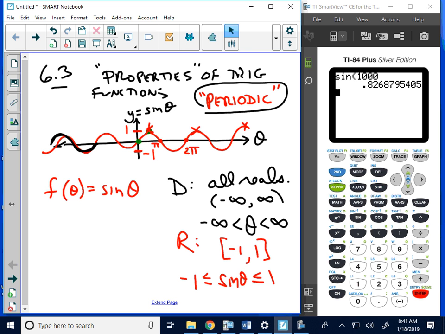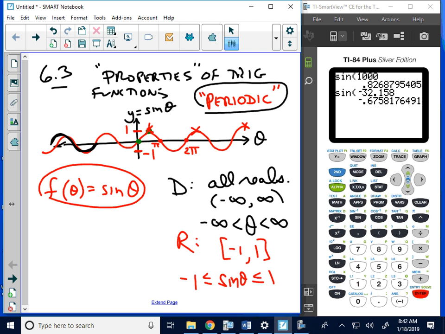Here I put in 1,000 radians on my calculator. Here's the sine of -332.158 radians. And sure enough, the sine is some number between -1 and +1. And that will always happen. So far, so good? Okay, so domain and range. Again, we're talking about the sine function here.